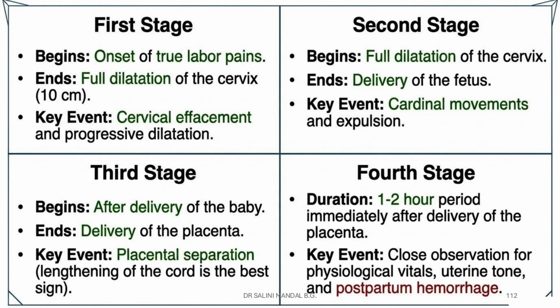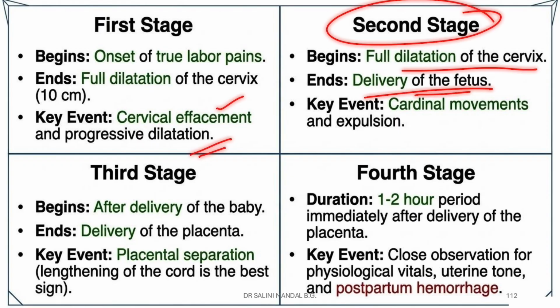Coming to the stages. In the first stage, onset of true labor pain will be there and it ends in full dilatation of the cervix, that is 10 centimeters. Here cervical effacement and progressive dilatation will be there. In the second stage, there is full dilatation of the cervix and delivery of the fetus. Cardinal movements and expulsion occur.